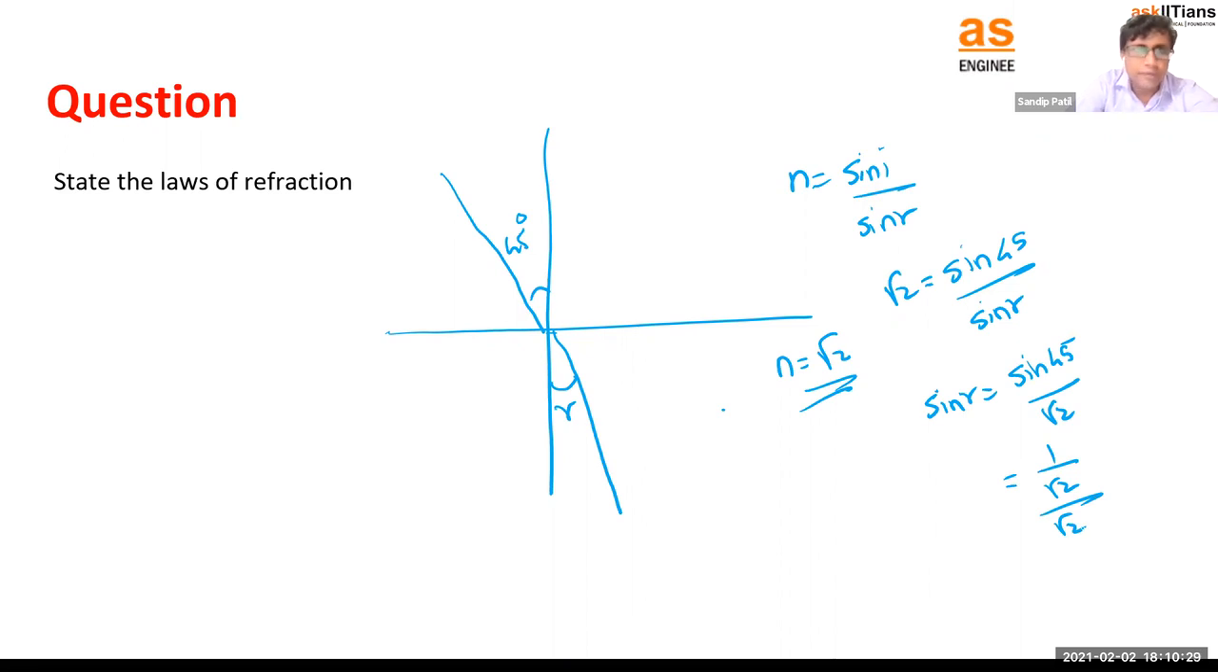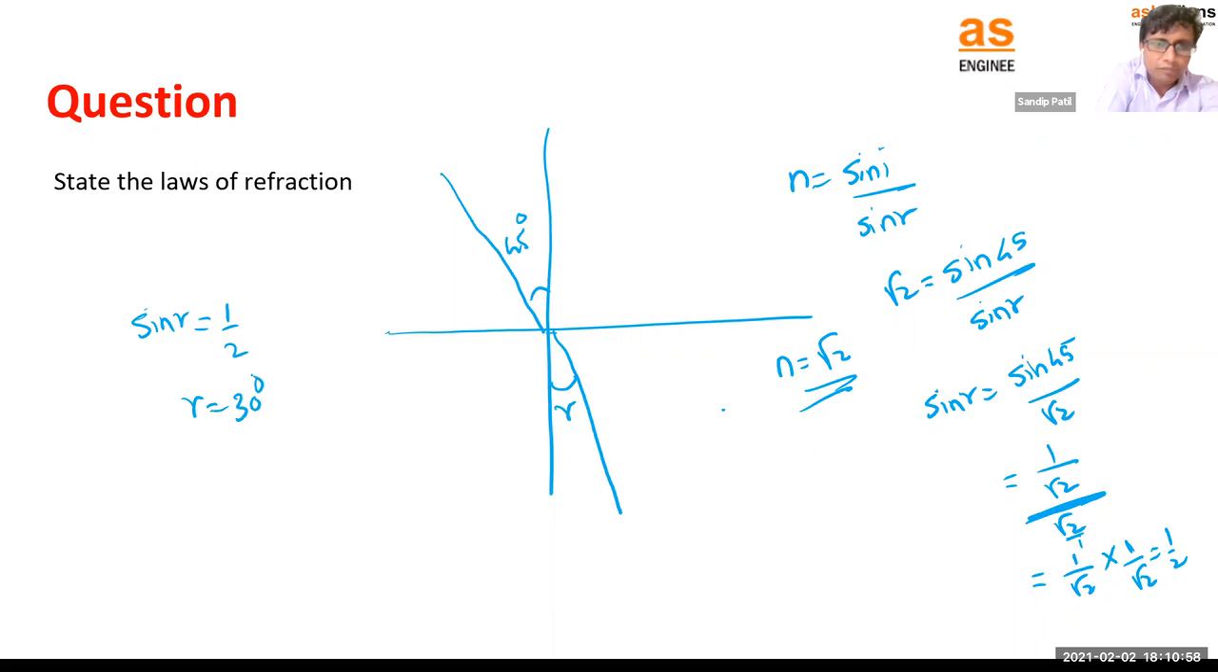When you see this type of calculation, there are two division lines. This is our important main division line. What to do? 1 by root 2: replace this division line by a multiplication sign and invert this part. This is root 2 by 1. So let's write this as 1 by root 2. So 1 by root 2 times 1 by root 2, how much? 1 by 2. So if sin r is 1 by 2, what will be the value of r? That will be 30 degree.